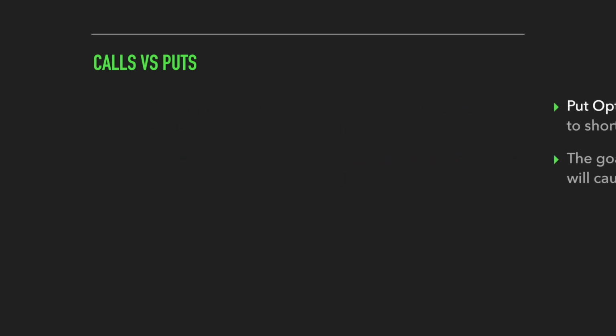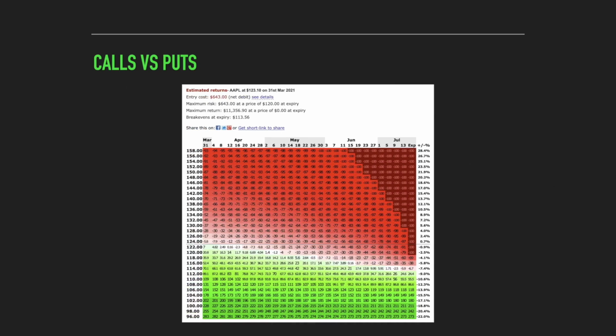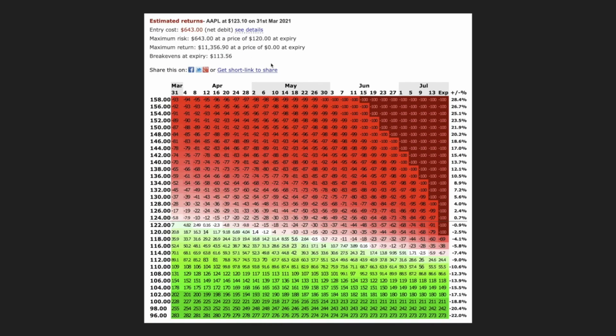And if we take a look at a profitability chart for a put option, in this case, you can see that all of this red is up here at the top of the chart, showing us that if Apple were to go up over time, your put option is going to lose value. And that's because, again, when you buy a put option, you want the price of the stock to fall in order for that put option to become more and more profitable.